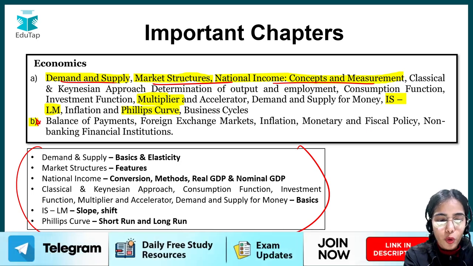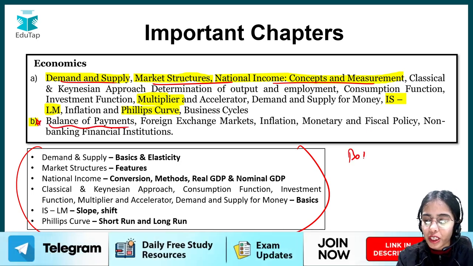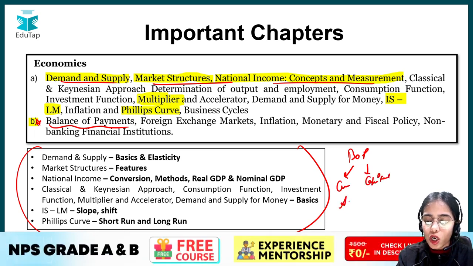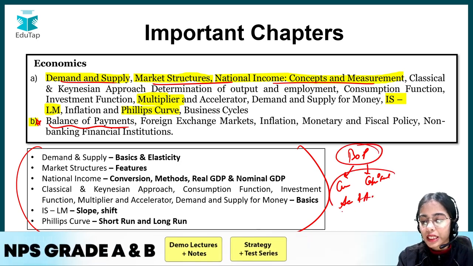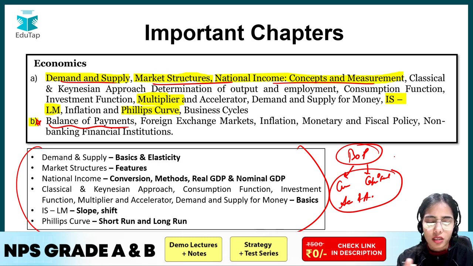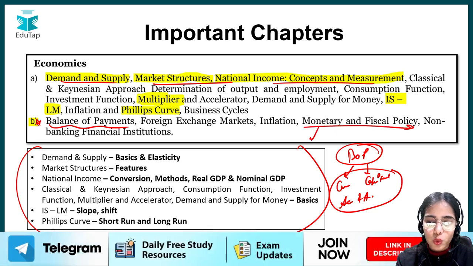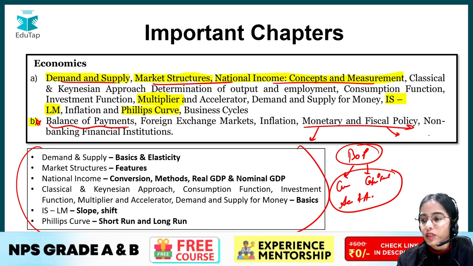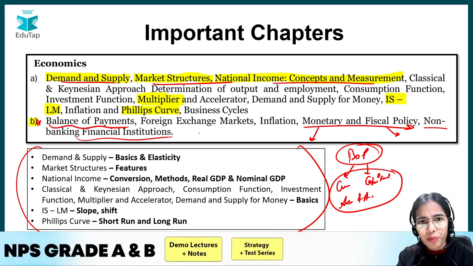And the B point, balance of payment. In the balance of payment, you have the current account, you have the capital account, and the accommodating and the autonomous transactions. So if you are getting clear in these topics, that is covering the balance of payment. Okay, then monetary and fiscal policy, tools of monetary policy, tools of fiscal policy, how they are changed in different scenarios. NBFI is just the basic idea of how NBFCs are different from banks and such.